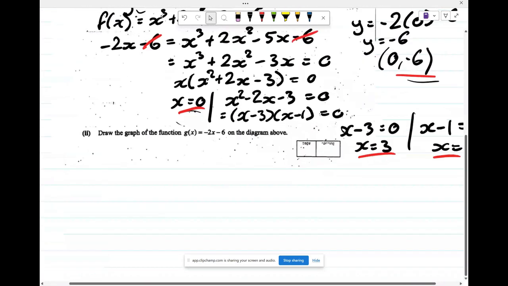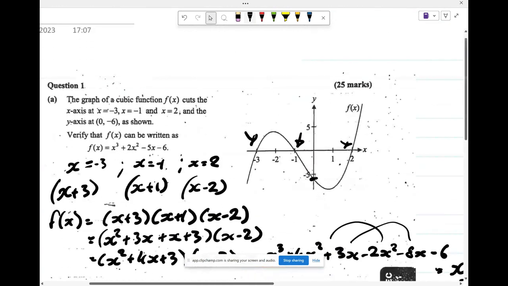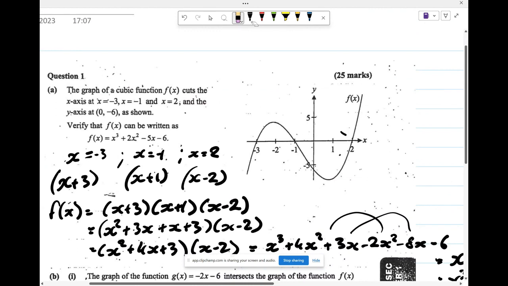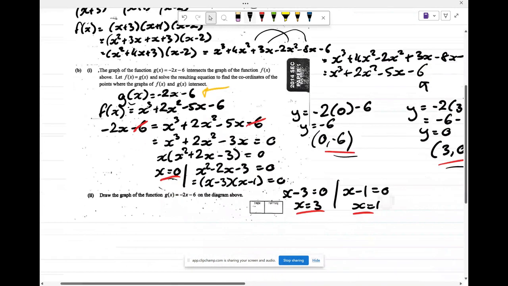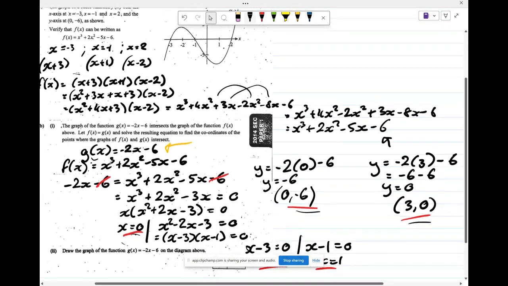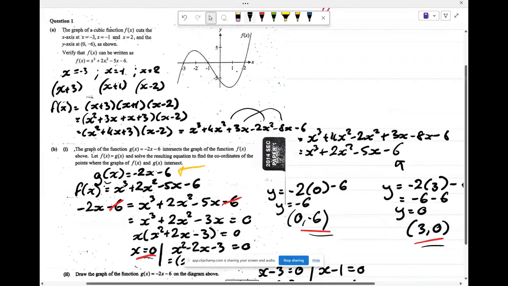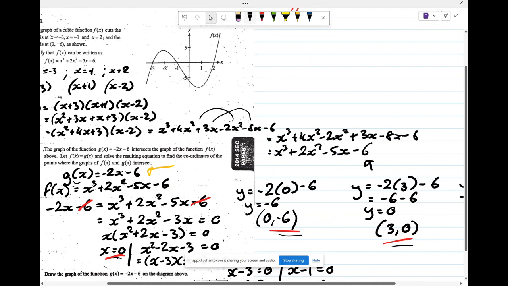And we're going to see that now in a second because it says draw the graph of the function g of x equals minus 2x minus 6 on the diagram above. So this is our diagram. We're going to draw g of x. Things like this, it doesn't really matter. Like we can just draw the line and then write the points. So we'll just kind of get a rough idea where they are. So (0, minus 6), so this is here. (3, 0) is going to be somewhere here.